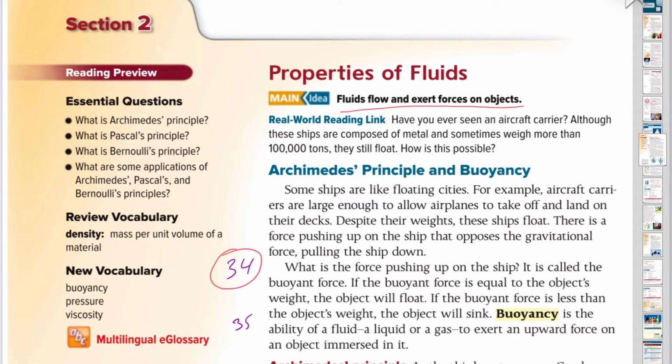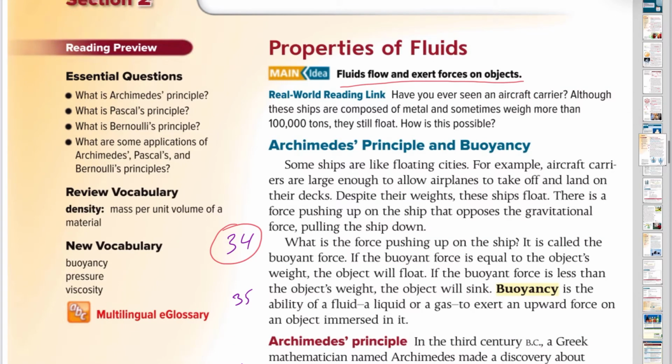Archimedes' Principle and Buoyancy. Some ships are like floating cities. For example, aircraft carriers are large enough to allow airplanes to take off and land on their decks. Despite their weights, these ships float. There is a force pushing up on the ship that opposes the gravitational force pulling the ship down. What is the force pushing up on the ship? It is called the buoyant force.